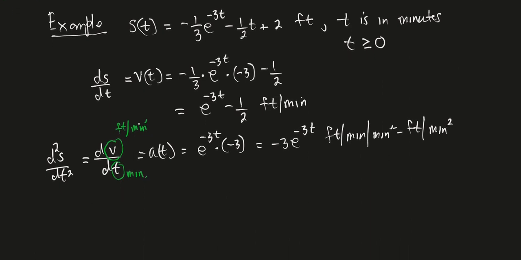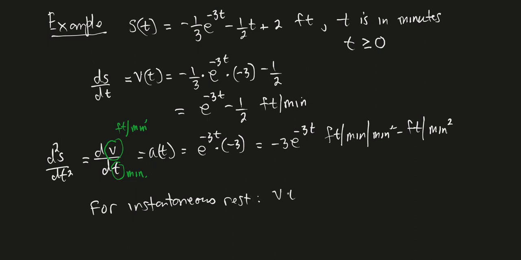Let's answer the question about when it is at rest and when it is traveling to the right. Let's assume that the motion is horizontal. So for instantaneous rest, let's figure out when the object is at rest.